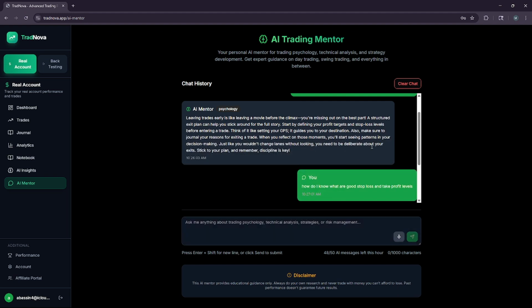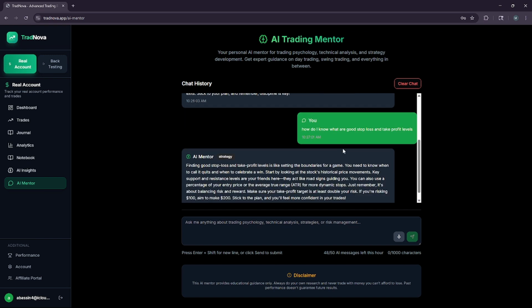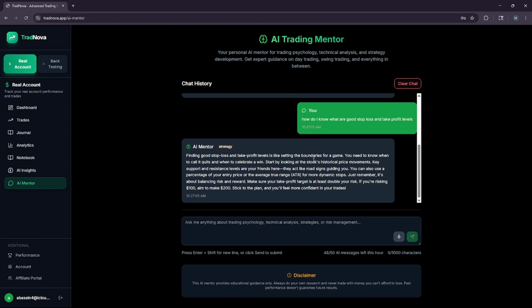And as you guys see, it also told me to make sure I journal my reasons for exiting a trade, because if I journal my reasons for exiting a trade, I'll notice, okay, I am leaving this trade early because of this, and if I stick with it longer, it will result in this, which is a good solution.